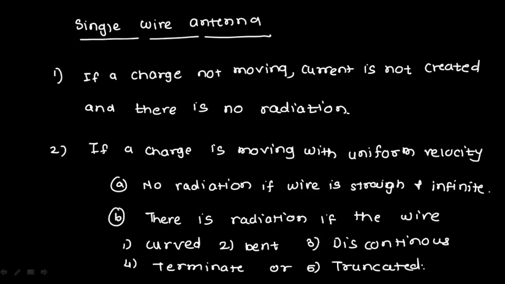Now you just understand there will be no radiations if charge is not moving. If your charge is moving with the uniform velocity, still there will be no radiation if your wire is straight and infinite. There will be the radiation if you break the continuity of that particular wire, in which cases the continuity can be broken if your wire is bent. So I'll just take the example. If this is the curved wire, how will this curved wire look like, you can say this is the wire which is nothing but the curved. ठीक है, तो ये केस में आपका हो जाएगा radiations.